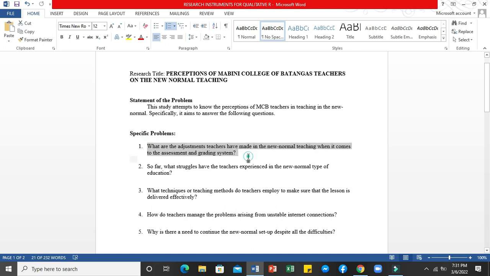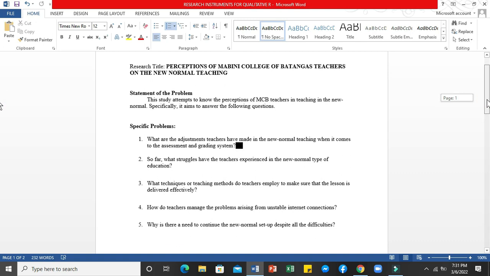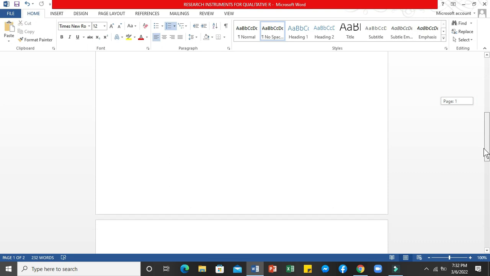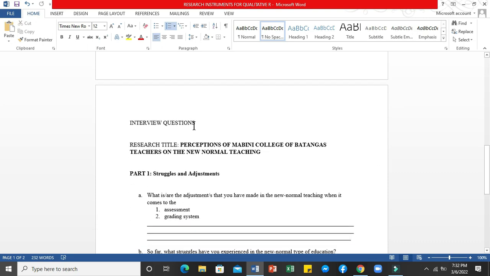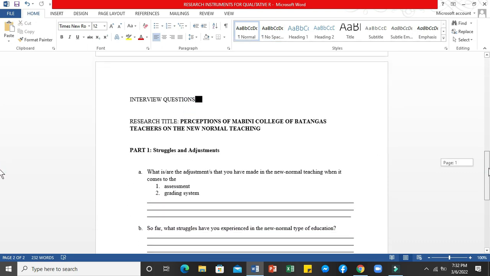Okay. So, ano daw yung mga adjustments na ginawa ng mga teachers in the new normal teaching when it comes to the assessment and grading system? Okay. So, this group, okay, so ito yung mga ginawa nilang interview questions kung makikita ninyo. Sa pag-create natin ng interview questions, kailangan organized din tayo. So, you have to, kasi i-compile natin ito sa ating, if i-preprint na natin yung pinaka-output natin. Okay? So, you have to write here, interview questions. Yan. Naka-indicate naman dyan na.